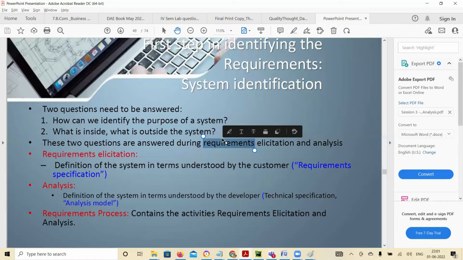Then you talk about the requirements process. It contains the activities requirement elicitation and analysis. Generally, elicitation and analysis go hand in hand, and that's why we say requirements process. The requirements process is actually two processes. Elicitation, where you need to talk to all the stakeholders and customers, and then analysis, where you are alone, sitting in your cabin, looking at the requirements that you have got and converting them into technical requirements. Make sense? Yeah.